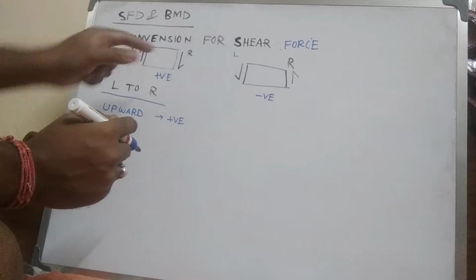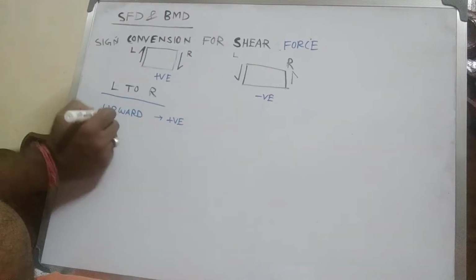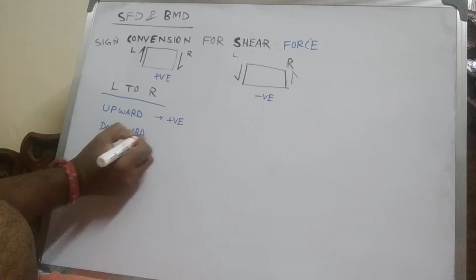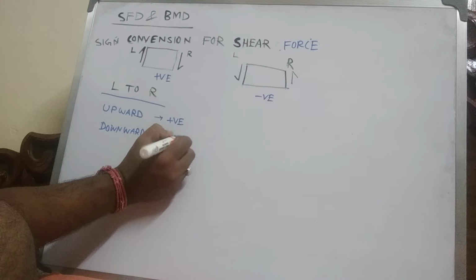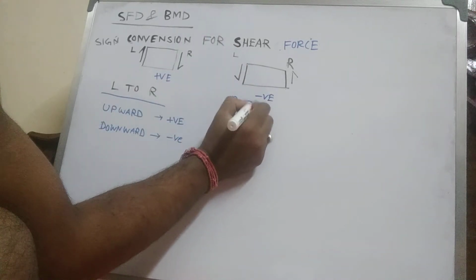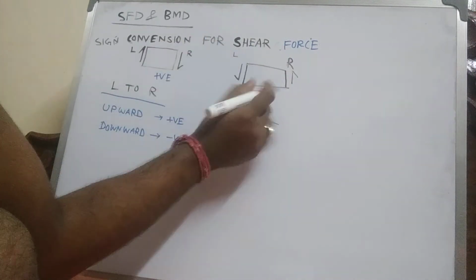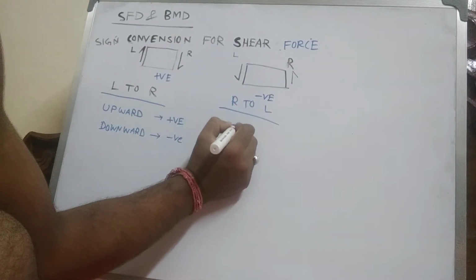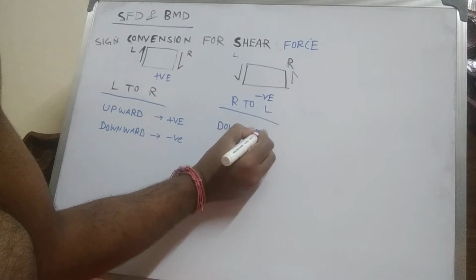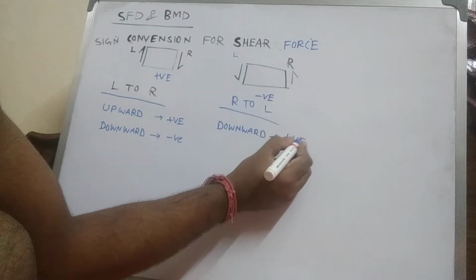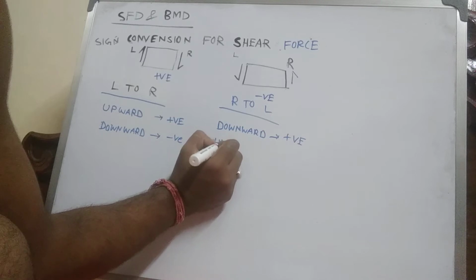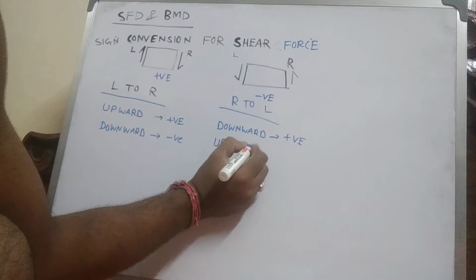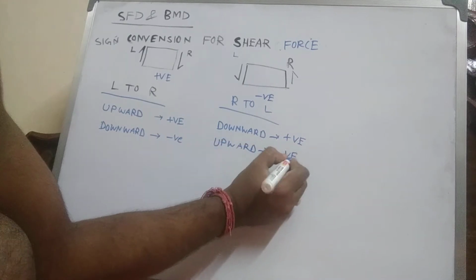Left side upward positive, left side downward negative. Right side upward negative, right side downward positive. Understand?